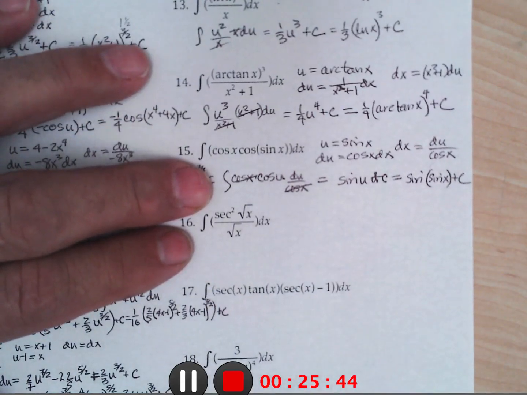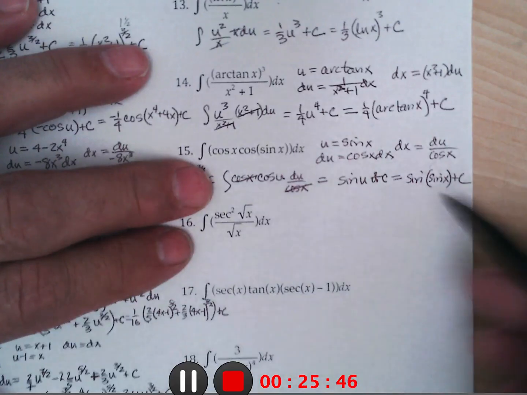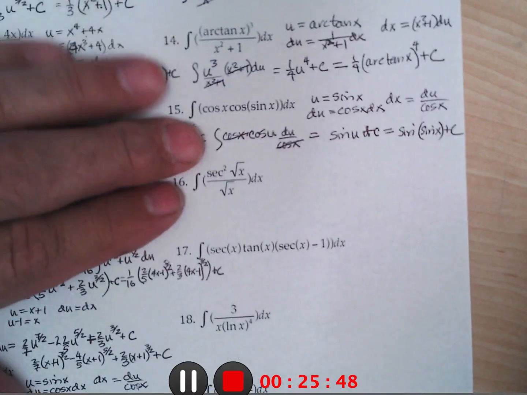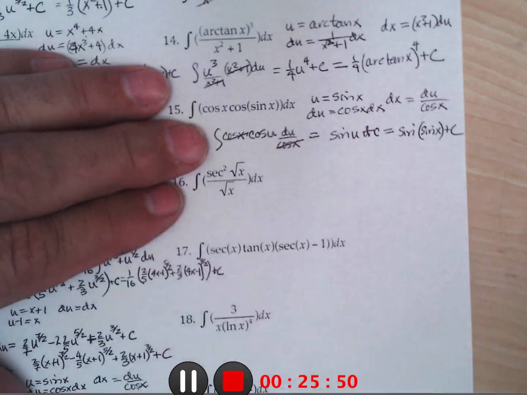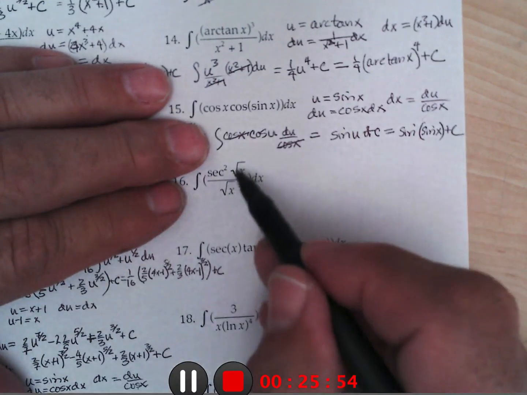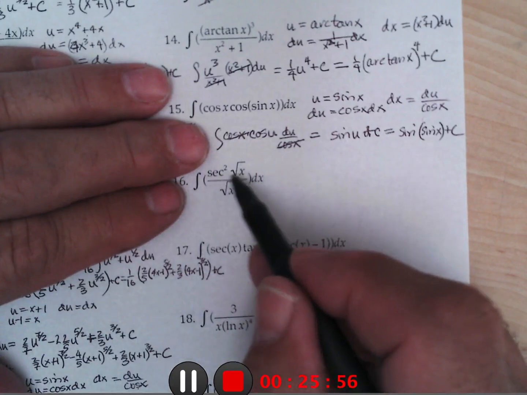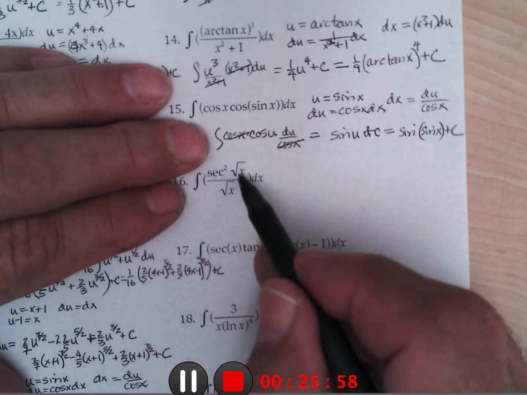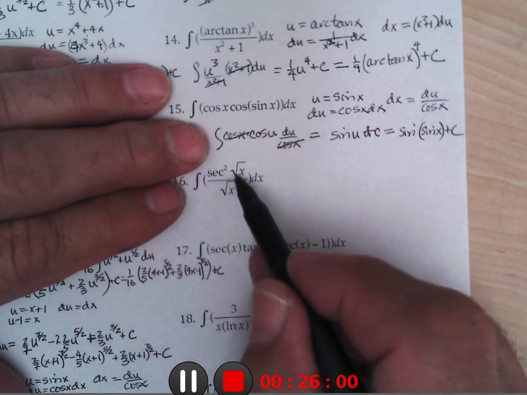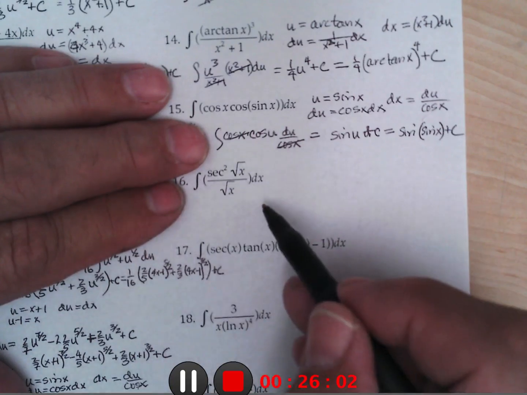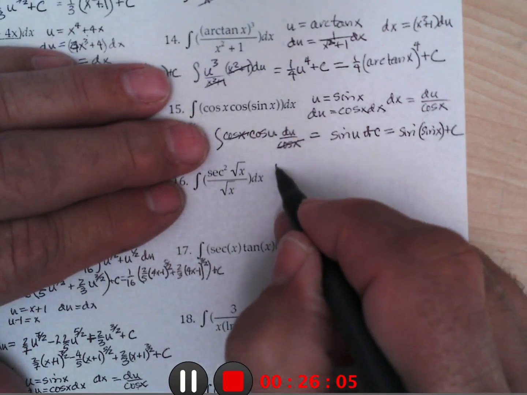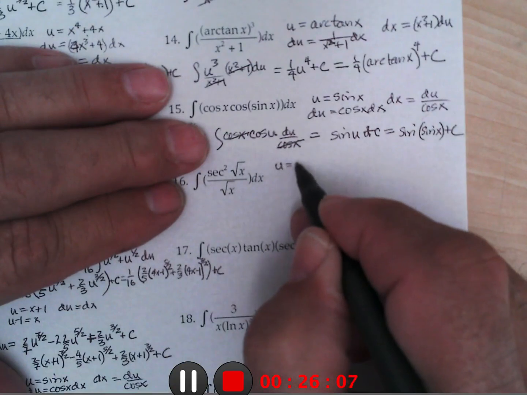Not often do you see sine of sine. What do we do on this one? Well, I don't like that square root. I don't want to, and the derivative of secant squared is going to be really messy. The derivative of secant is secant tangent. I don't see a tangent. So I'm going to go with u equals square root of x.